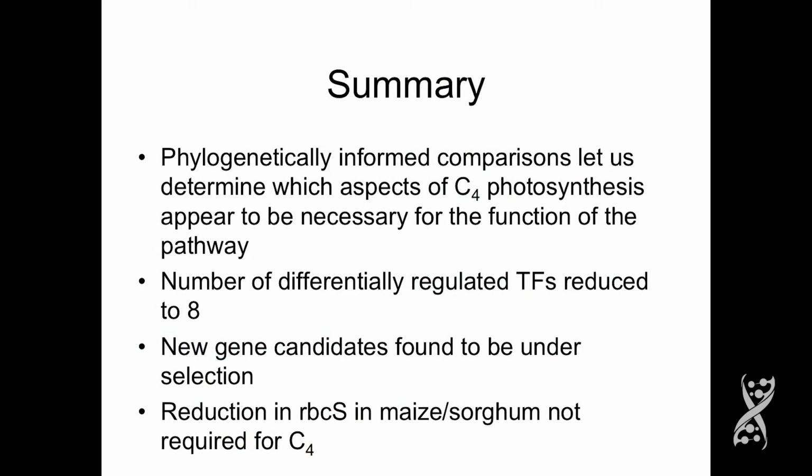So if I can just summarize then this really brief introduction to the work that we've been doing comparing these genomes. We've been using phylogenetically informed comparisons, and that let us determine what aspects of C4 photosynthesis are necessary for the function of the pathway and separate those from ones that are simply incidental to very long evolutionary time. We've been able to reduce the number of transcription factors that might be of interest down to a very manageable number of 8, where they can start to be looked at individually. Found new gene candidates that are under selection, and we've been able to eliminate some other phenomena as perhaps being not relevant.